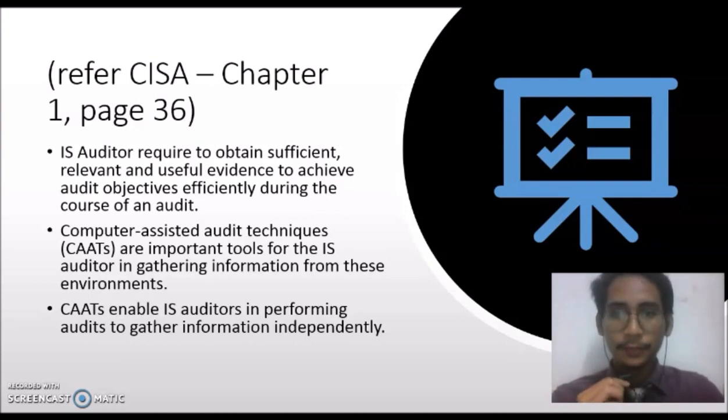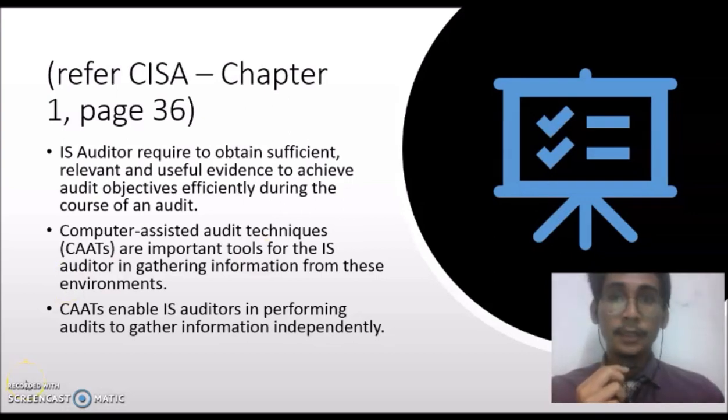If we refer back to our CISA notes that the lecturer gave us on page 36, the IS auditor is required to obtain sufficient, relevant, and useful evidence to achieve audit objectives efficiently during the course of an audit. So, computer assisted audit techniques are important tools for the IS auditor in gathering information from these environments. CAATs enable IS auditors performing audits to gather information independently.